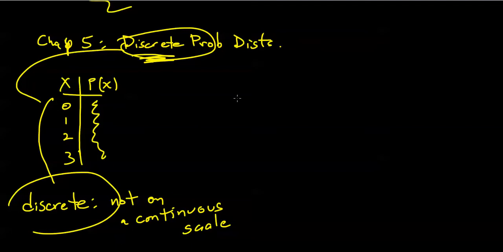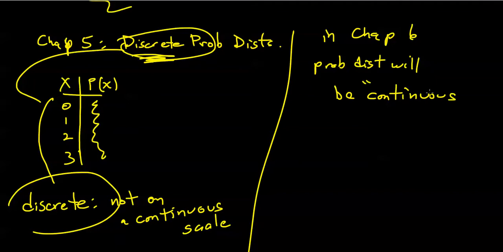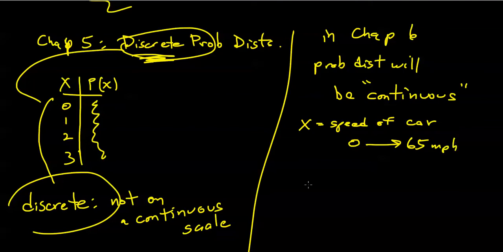Alright, now in Chapter 6, our random variable values, our probability distributions, will be referred to as continuous probability distributions. A random variable in this case might be something like this. Let x be the speed of a car. And the speed of a car can be on a continuous scale anywhere from 0 to 65 miles per hour. And there are infinitely many values between those limits because the number line is dense.